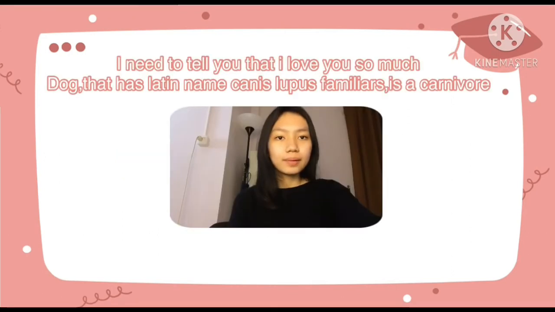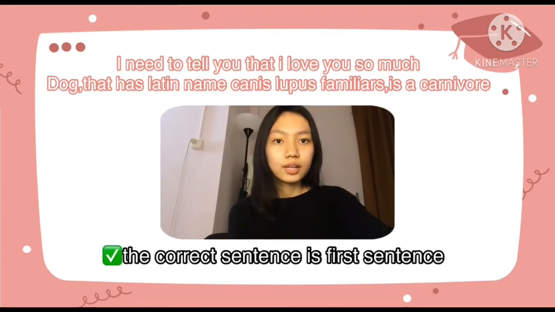The first example: there are two sentences. First, I need to tell you that I love you so much, and dog that has Latin name Canis lupus familiaris is a carnivore. The correct sentence is the first sentence because in the first example, the adjective clause behind that affects the meaning of the sentence.